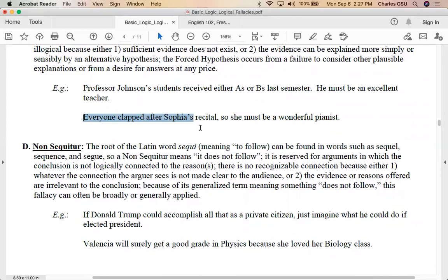Everyone clapped at Sophia's recital, so she must be a wonderful pianist. Not necessarily, right? People often perform social politeness behavior, so maybe you clapped when in fact it was a cringeworthy recital.